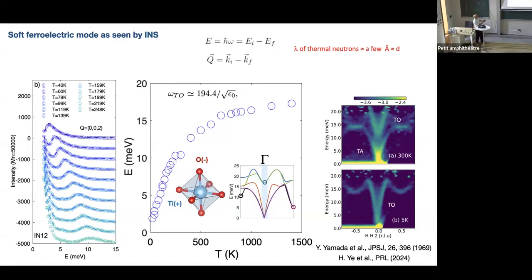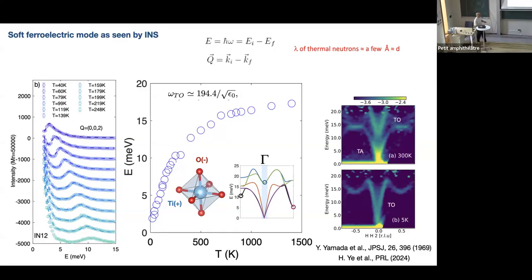You have the energy position of this soft ferroelectric mode, which starts at about 16 or 17 meV, decreasing and saturating to a value of about 2 meV, because there is the so-called Lyddane-Sachs-Teller relation, which tells you that the energy of the TO mode is inversely proportional to the dielectric constant. So the fact that you have an extremely large dielectric constant means that you have a soft mode of very low energy.